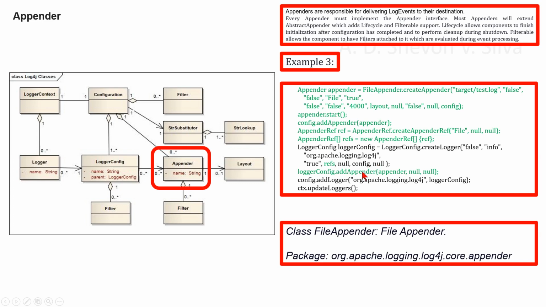This is in the log configuration, addAppender. This will add an appender to the logger config. This is appender and level and filter. This is addLogger, and this is logger name and the logger config here. And this will update loggers in the context.